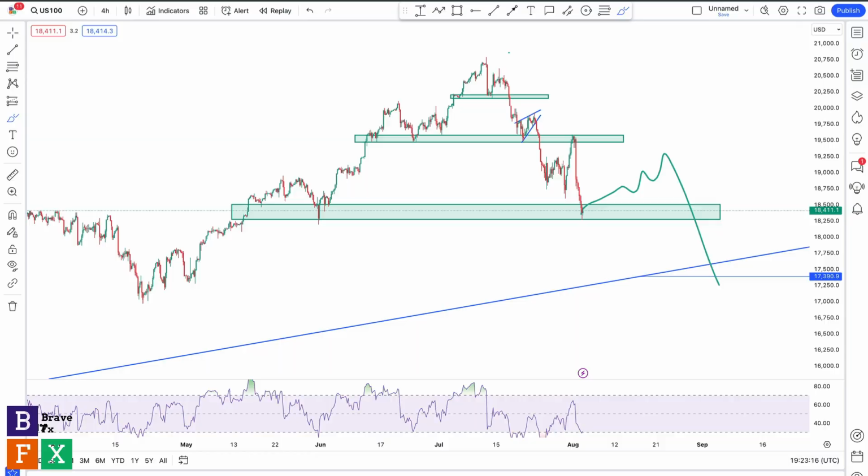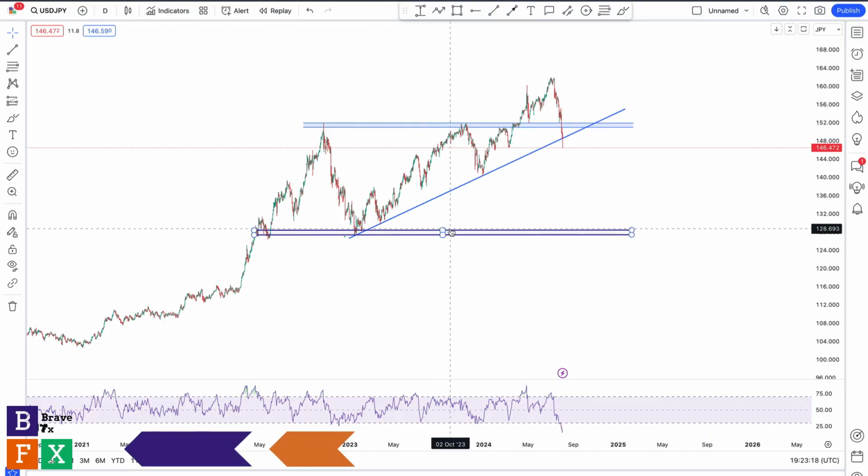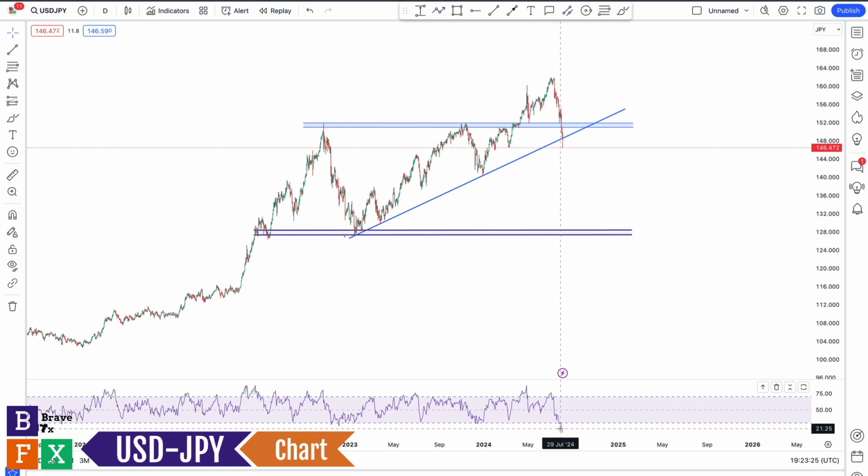Moving on, we're going to talk about USD-JPY. Everything seems bearish right now. USD-JPY again looks bearish, currently being extremely oversold, and that's why I think we're going to wait for some sort of consolidation, right?